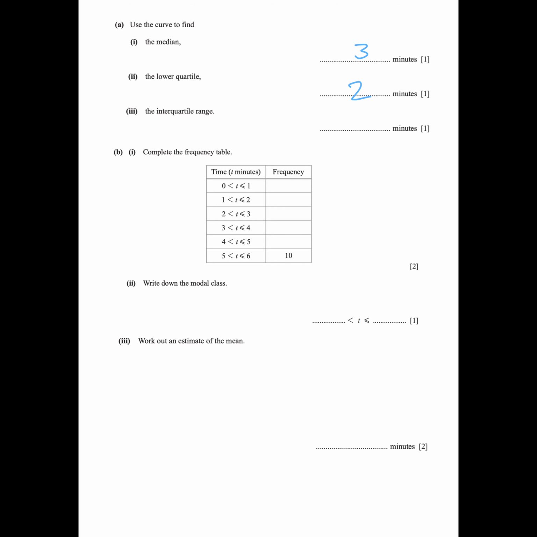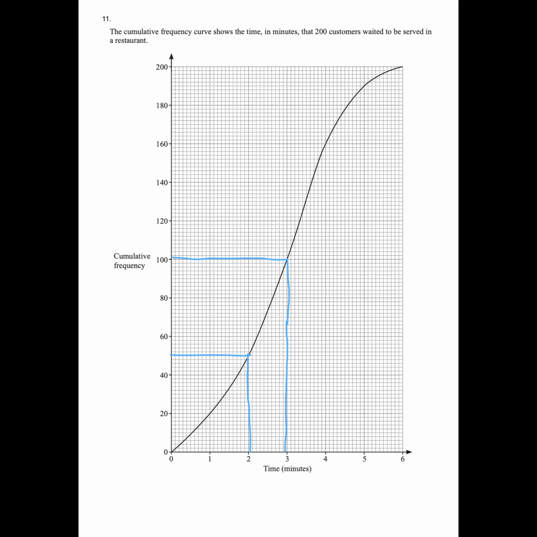And it asks us for the interquartile range. The interquartile range is the upper quartile subtract the lower quartile. We know that the lower quartile is 2, we just need to find the upper quartile. Again, this is the median of this top half, which is going to be at 150, somewhere here. So 150, again we're going to go across, and then we're going to go down.